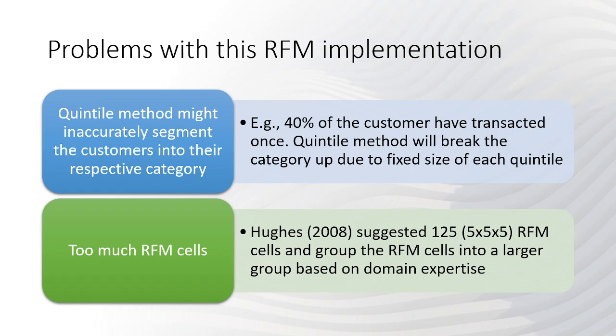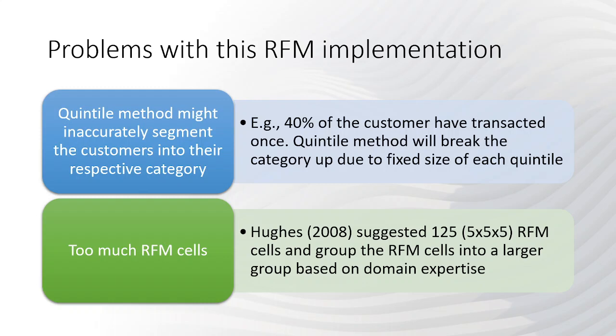However, the problem with this RFM implementation is that, first, the quintile method will inaccurately segment the customers. For example, only 40% of the customers have transacted once. By using the quintile method, it will break up the 40% of customers into two groups, group 1 and group 2, for example. Since the RFM's purpose is to quantify the customers' behavior, breaking them up makes the segmentation less accurate, and in return makes the analysis even less accurate.